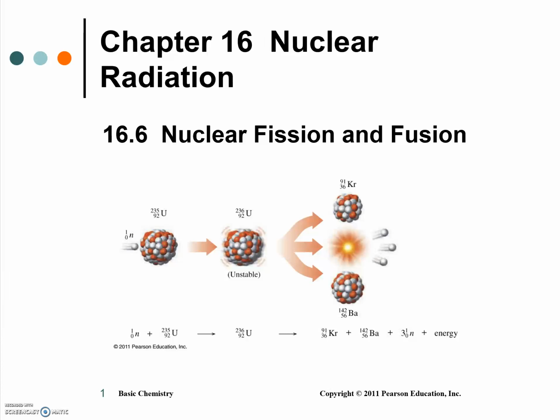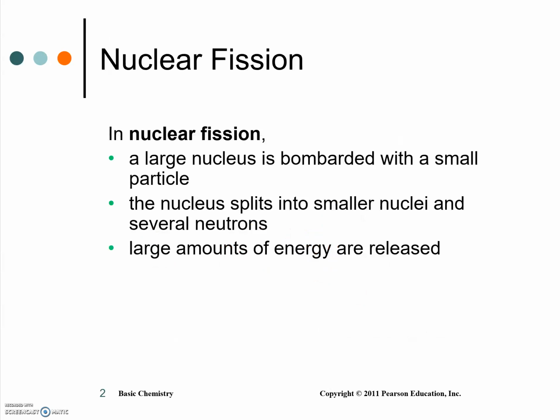Hi ladies, today we're going to be talking about chapter 16, section 6, which is our last section of the chapter, and it's about nuclear fission and nuclear fusion. So nuclear fission is essentially when a large nucleus is hit with a super tiny particle. And when I say small particle, I mean a neutron.